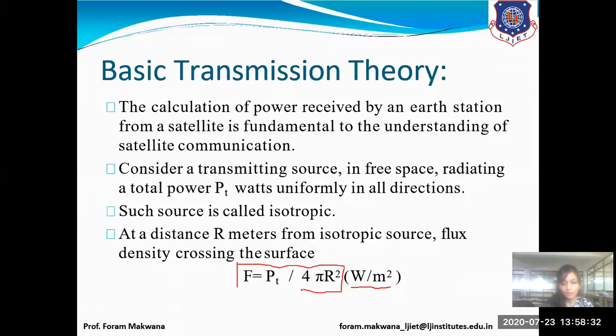Now, our PT stands for transmitted power. That means the total power that we are going to transmit, and r stands for the distance that we are going to cover. So the saturation flux density is represented by the total power divided by the area covered by that power.